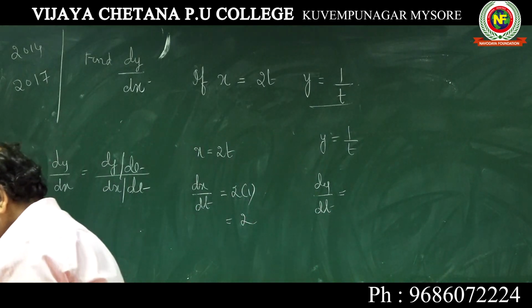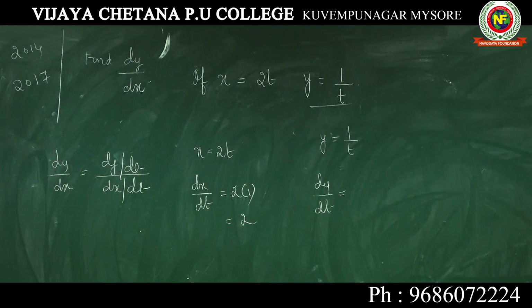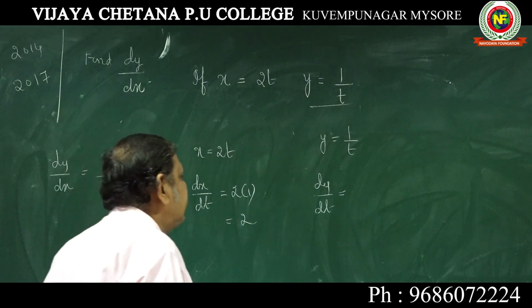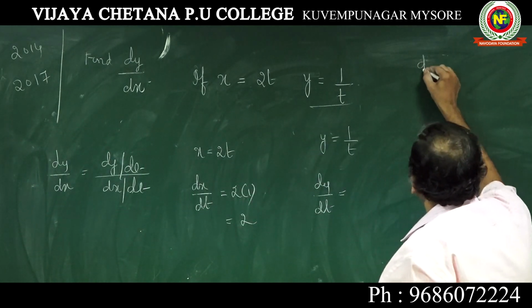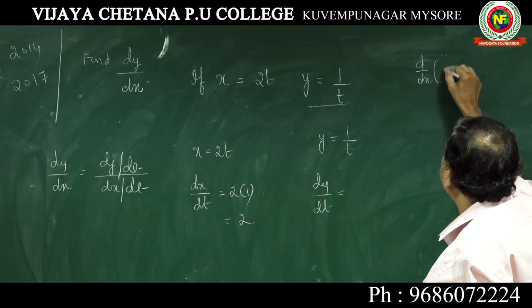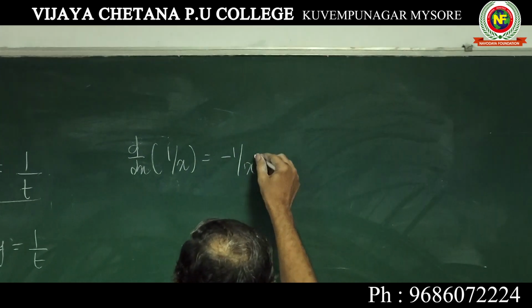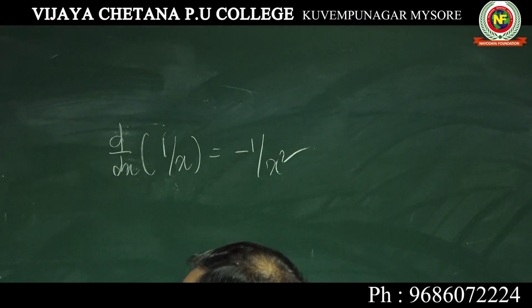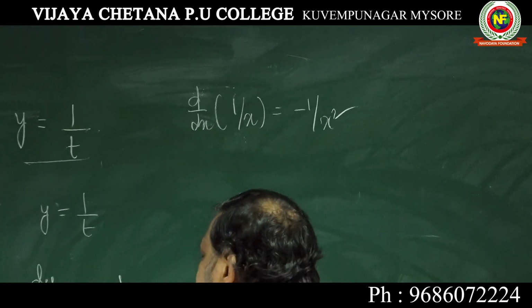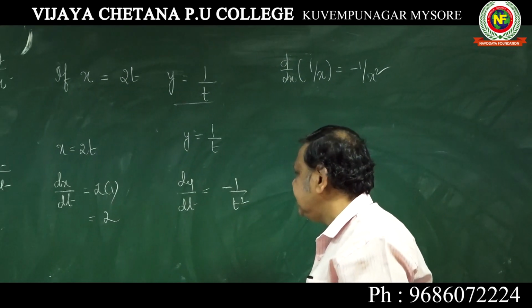You know what is the differentiation of 1 by x? d by dx of 1 by x is minus 1 by x square. You should note that. Here it is minus 1 by t square, instead of x, t, so it is t square.